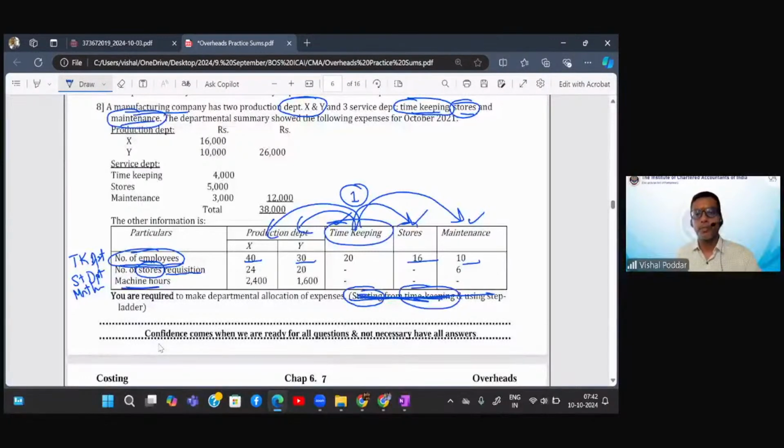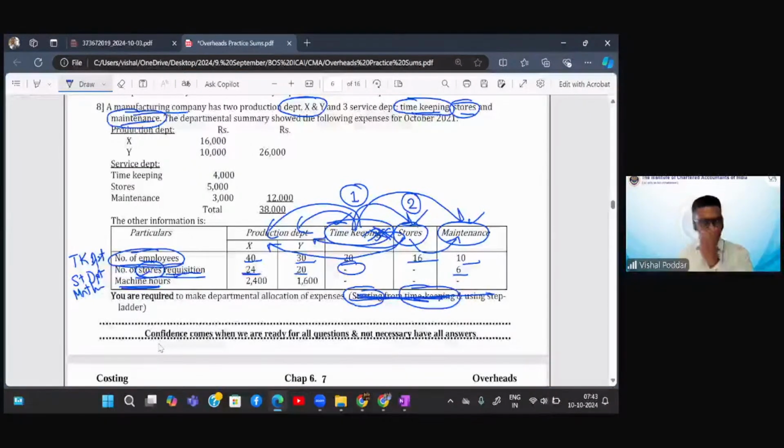Again, for stores, we have selected stores requisition. For maintenance, we have selected machine hours. Now, if you observe, stores requisition data is given in X, in Y, and also in maintenance. It means stores is serving X, stores is serving Y, stores is not serving timekeeping because no stores requisition data is given there, but stores is serving maintenance. So stores is a department which is also serving another service department, which is maintenance. Hence, my second in sequence by default will be stores.